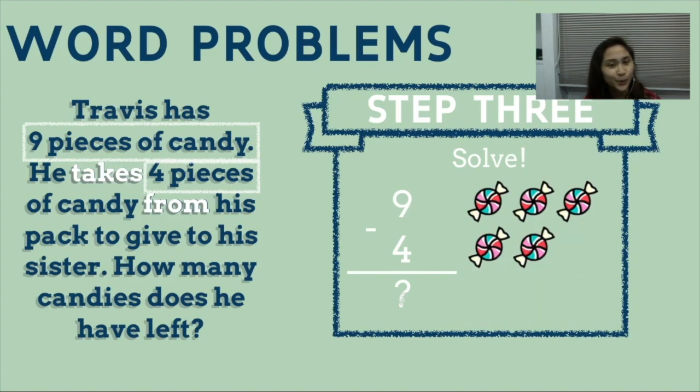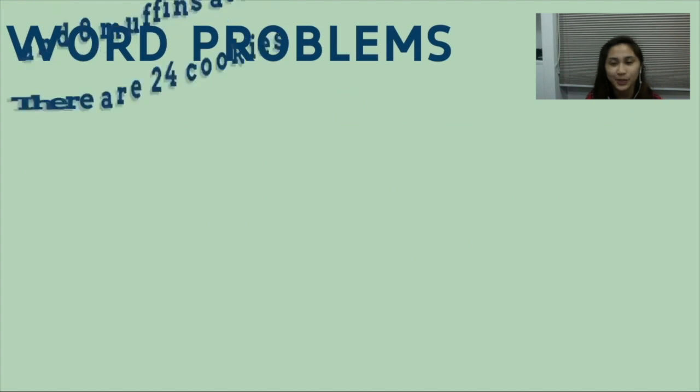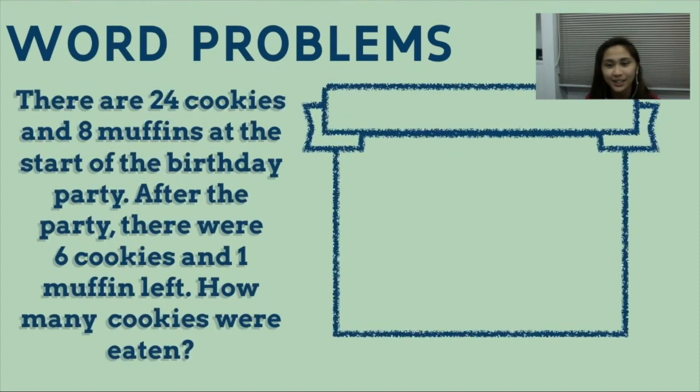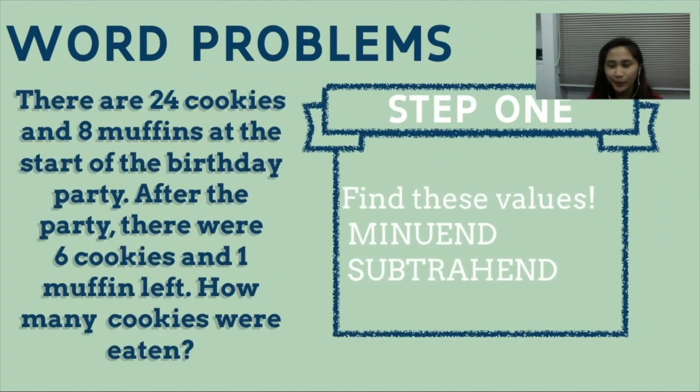And then here's another more complicated example. So there are 24 cookies and 8 muffins at the start of the birthday party. After the party, there were 6 cookies and 1 muffin left. So how many cookies were eaten?